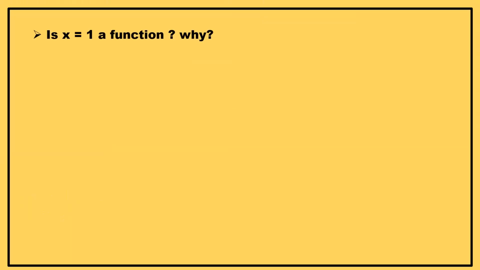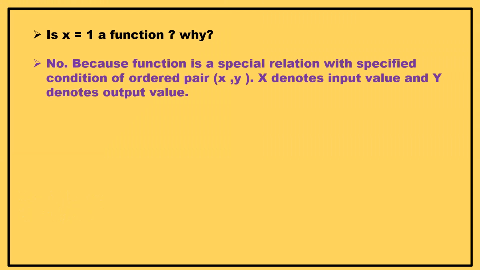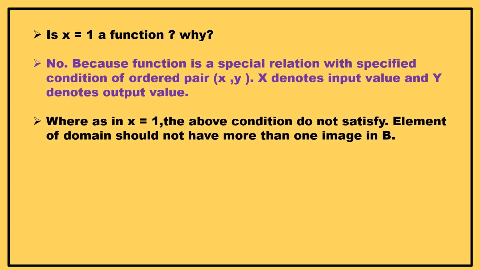Is x is equal to 1 a function? No, because a function is a special relation with a specified condition on the ordered pair (x, y). x denotes the input value and y denotes the output value. Whereas in x is equal to 1, the above condition does not hold. An element of the domain should not have more than one image in B.